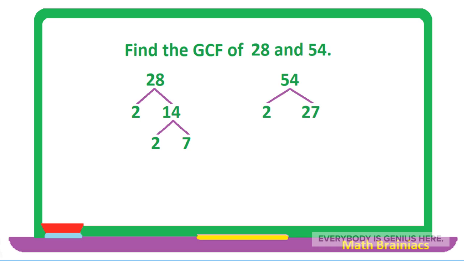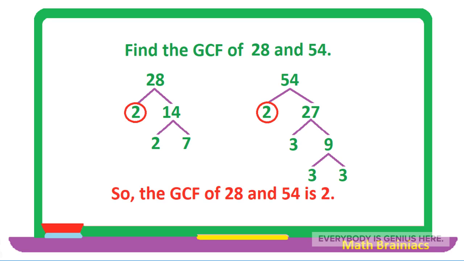While the factors of 54 are 2 and 27. We can still factor out the 27 into 3 and 9. And 9 can still be factored out into 3 and 3. Upon checking the common factors of the two prime factorization trees, we can see that only 2 is the common factor. So, the GCF of 28 and 54 is 2.